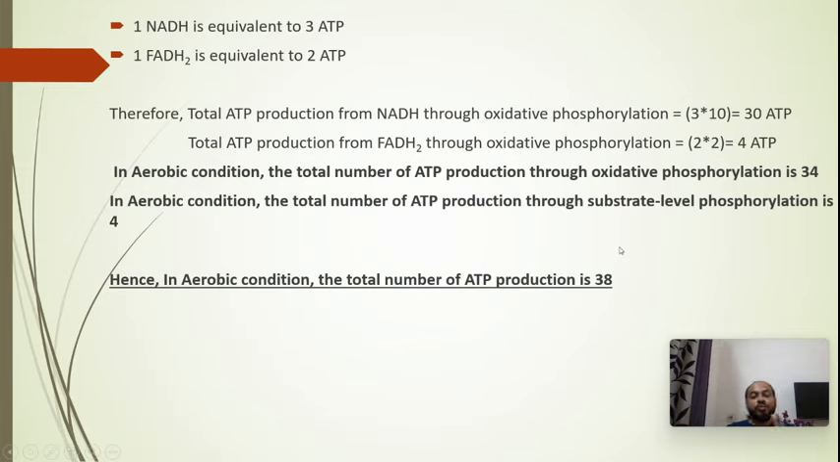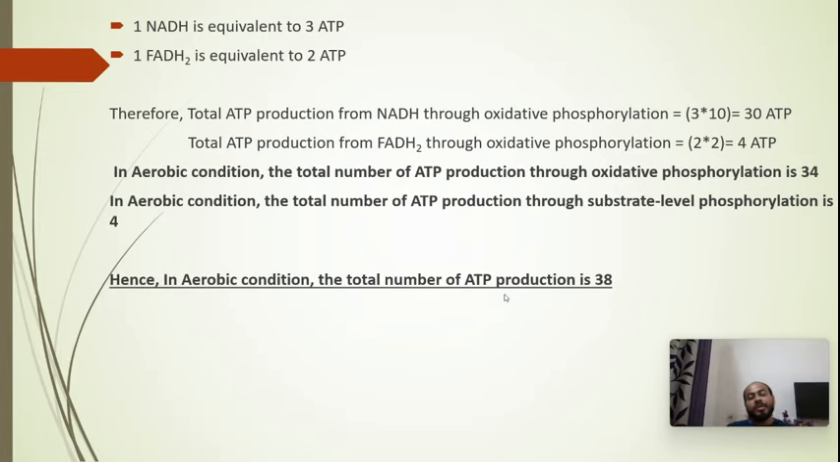So I told you there are two kinds of phosphorylation in aerobic condition. One is oxidative phosphorylation, another one is substrate level phosphorylation. The number of ATP produced through substrate level phosphorylation is 4, whereas the number of ATP produced through oxidative phosphorylation is 34. So 34 plus 4 equals 38. Therefore, in aerobic condition, the total number of ATP production is 38.